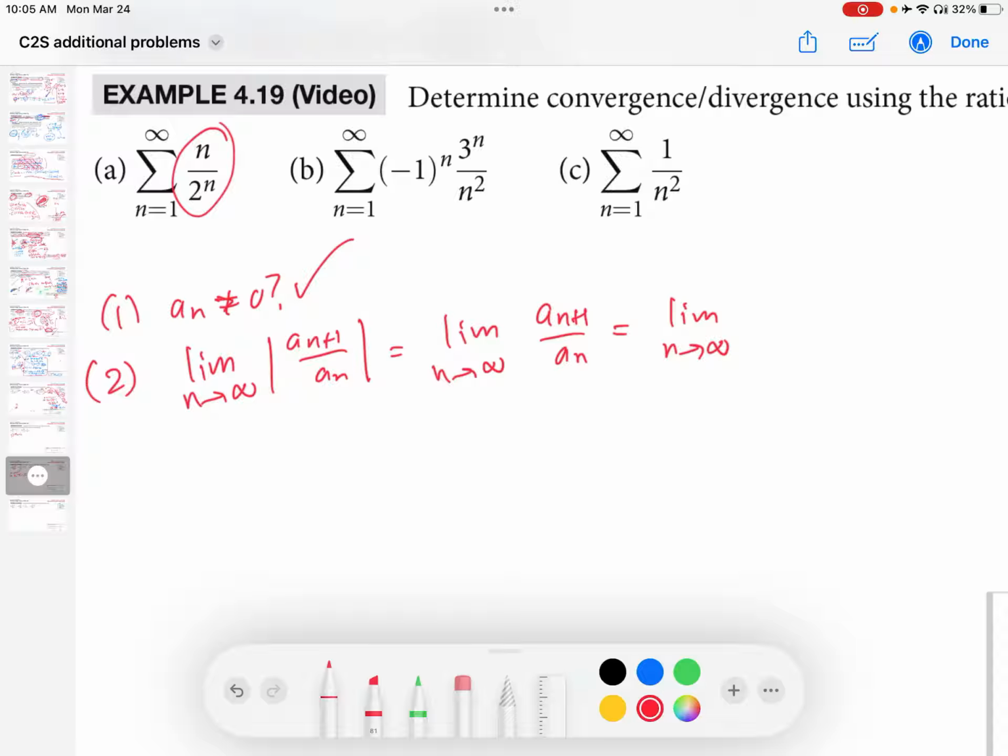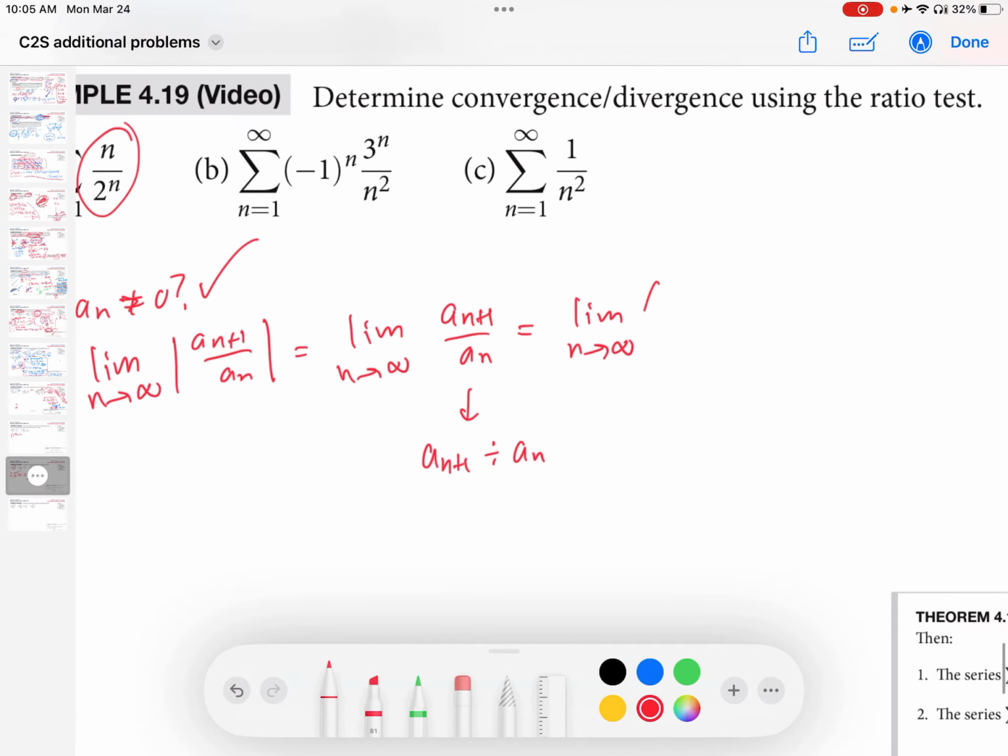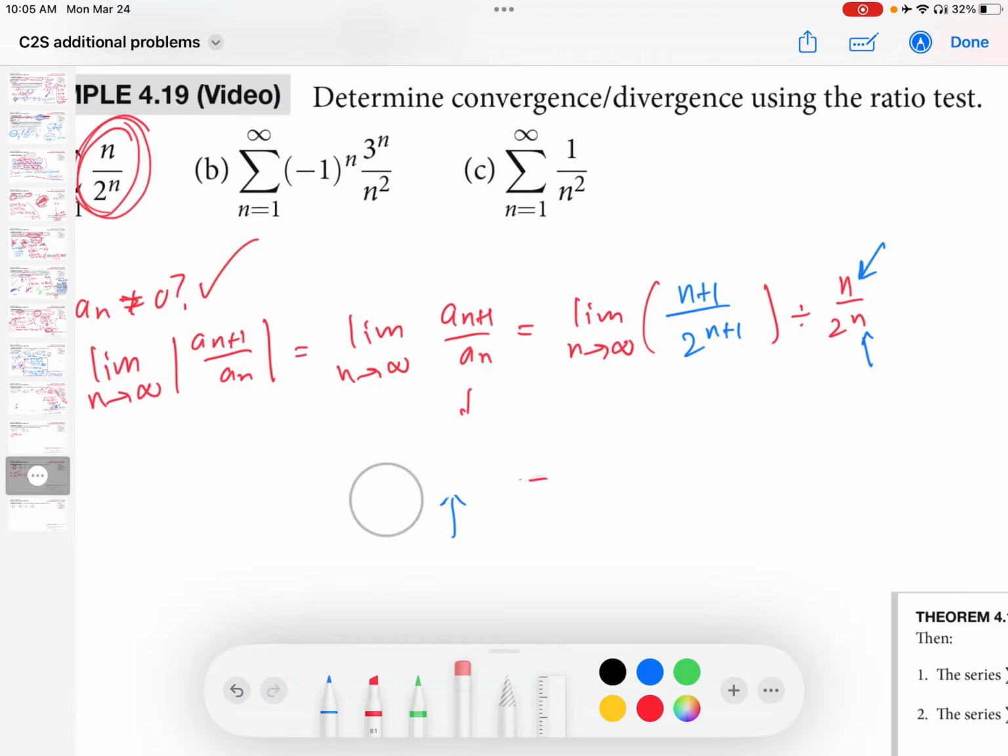So I'm going to start by noting that this is a sub n plus 1 divided by a sub n. I'm going to write out a sub n plus 1 in a minute, but I'm just going to divide it by a sub n, which I know, so I can just plop this in here. To find a sub n plus 1, everywhere I see an n, I put in n plus 1. There's an n right there, and there's an n right there, so n plus 1. So now I've created my ratio, a sub n plus 1 divided by a sub n.